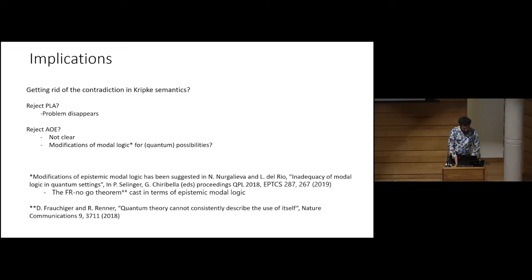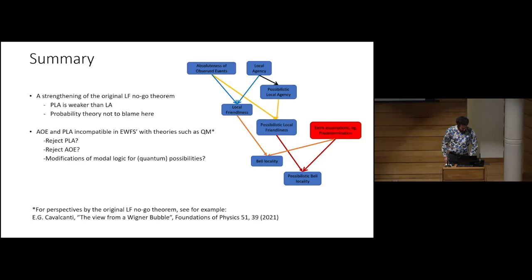So just to summarize what happened, this basically strengthens the original local friendliness no-go theorem, firstly because possibilistic local agency is actually weaker than local agency, but second because we can't really blame probability theory for that no-go theorem. Actually, this critique on use of probability theory in the original local friendliness is basically what motivated this work. There is this diagram on the right showing this relationship between these assumptions, and hopefully it should be clear that violation of possibilistic local friendliness implies violation of local friendliness, Bell locality, and this possibilistic Bell locality, which is basically this Hardy type stuff. So yeah, that's I guess more or less all I want to say.